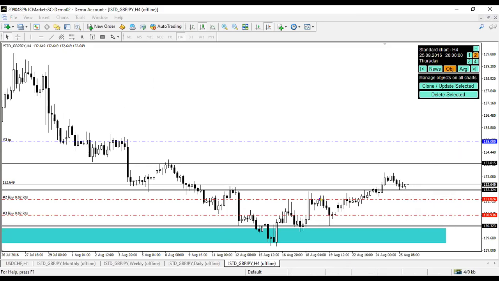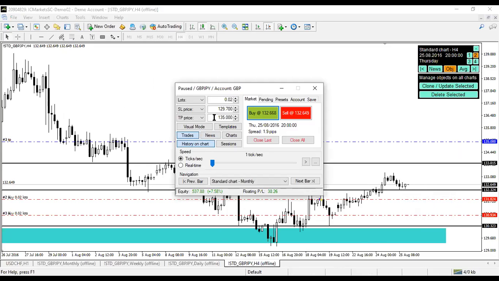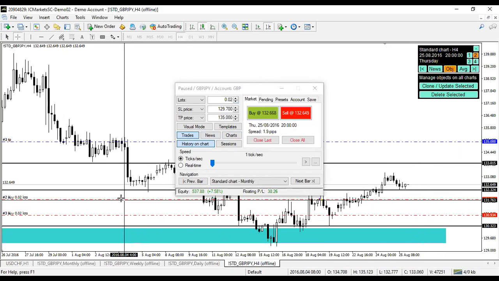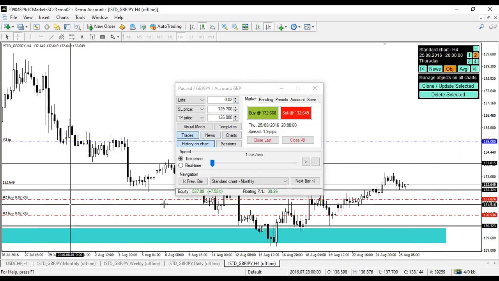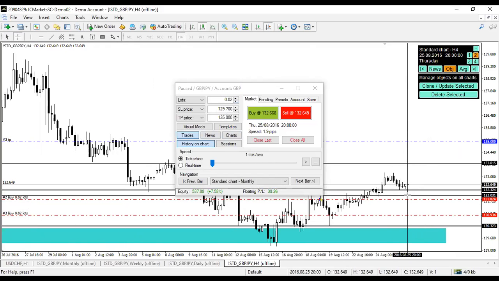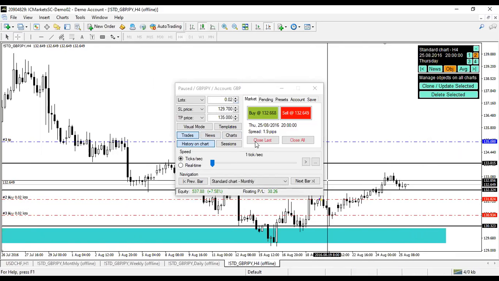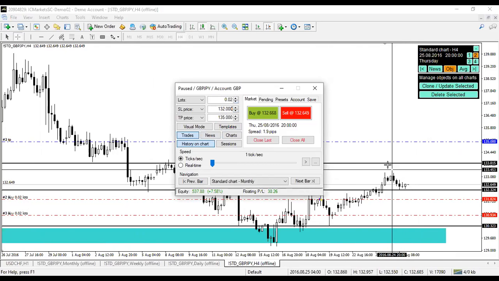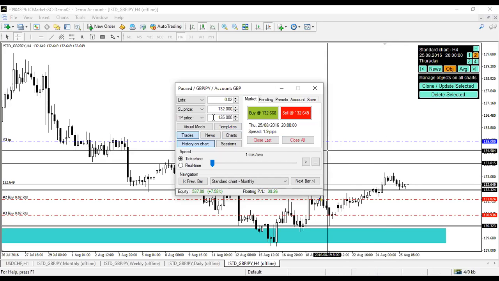So what we do now is add another position here with small lot size to manage our risk, and our stop loss would be right below this level. Already we have two trades running with 0.02 lots. So our stop loss is right below this level, 132, and our TP would be this level, 134.